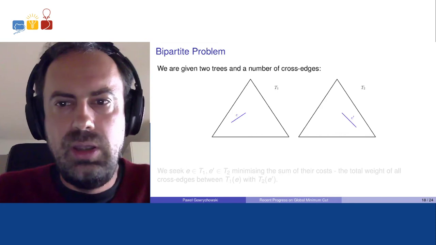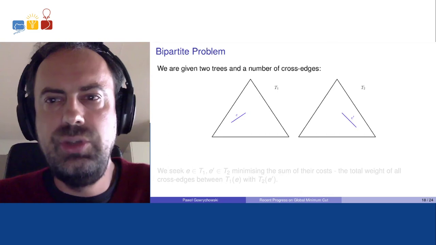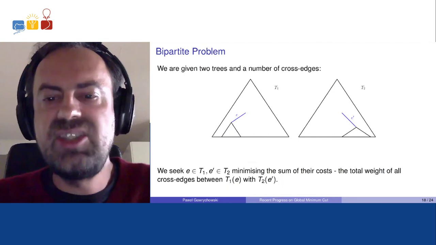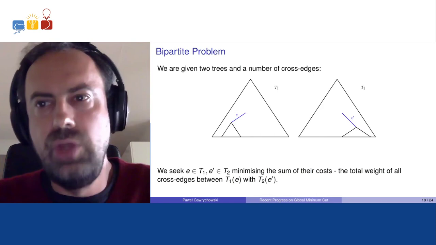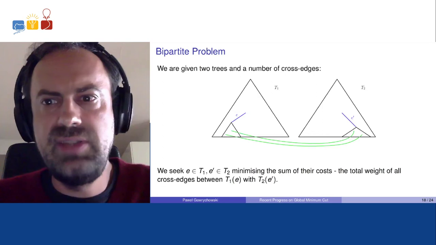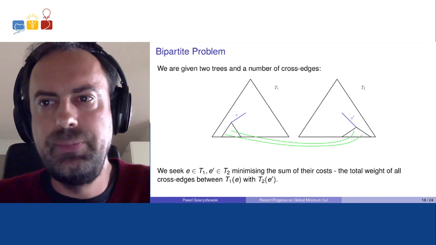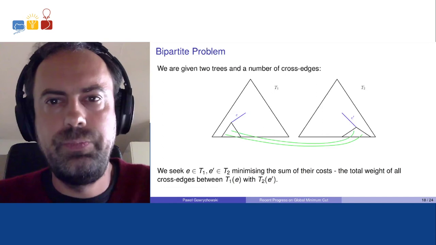Now what's the goal? So you want to find E from T1 and E prime from T2 that minimize the following: the sum of the cost of E plus the sum of the cost of E prime, minus the total weight of all cross edges that connect nodes in those two subtrees. So those green edges, one endpoint is in the subtree of E and the other endpoint is in the subtree of E prime. And you want to subtract the cost of those green edges. Okay, and now you want to find E and E prime so as to minimize this expression.